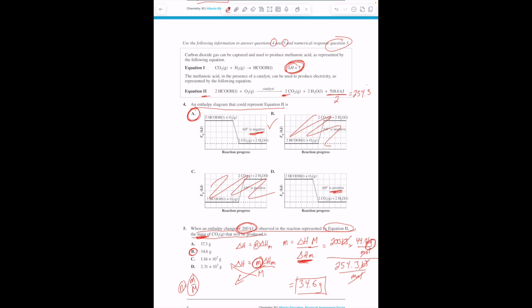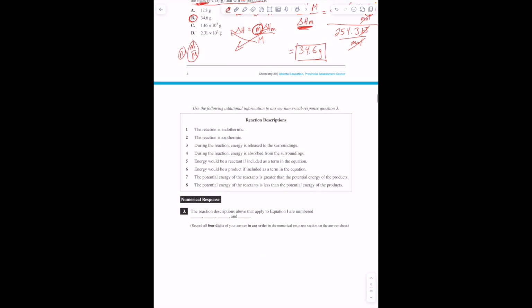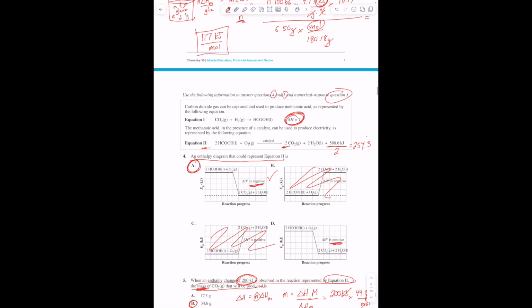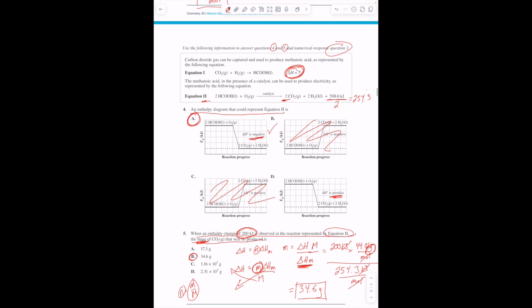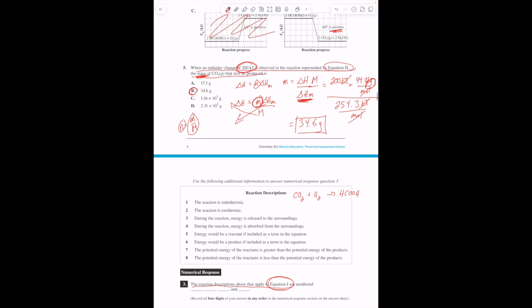Okay, let's look at the last one. What do they want here? The reactions descriptions apply to equation 1. Okay, equation 1, CO2 plus H2 makes H. Okay, so CO2 plus H2 makes HCOOH. Is that right?